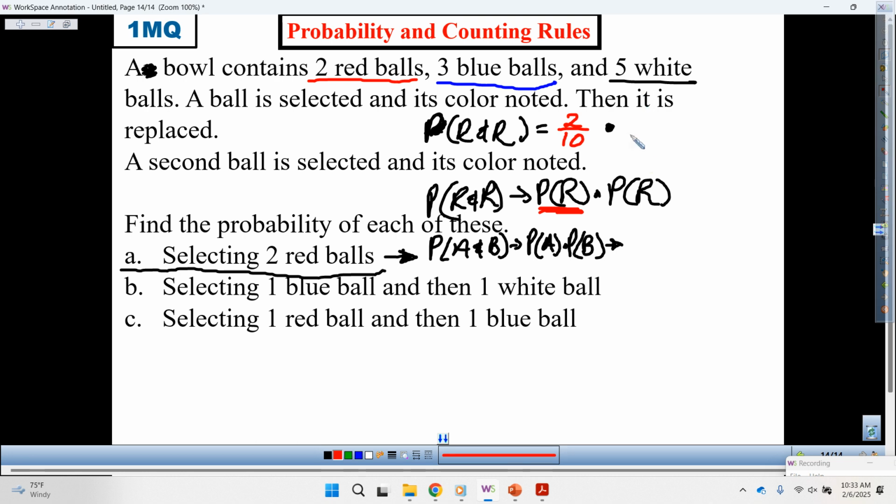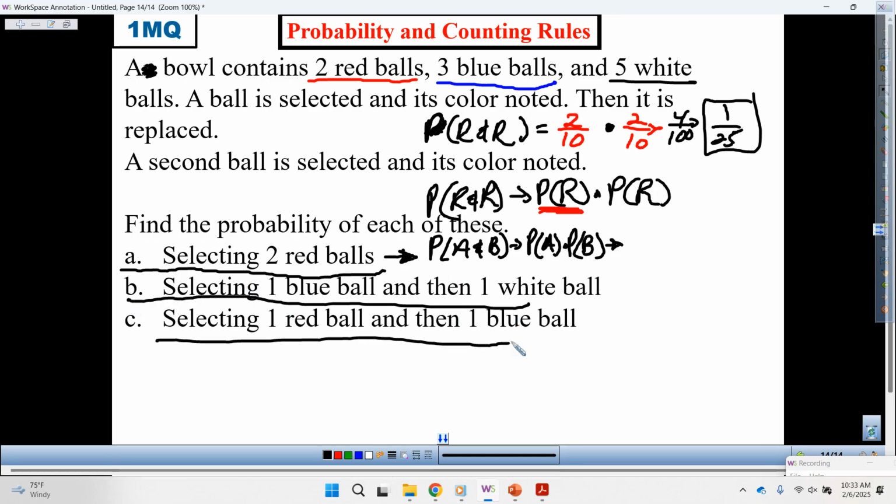How about the second time? Same thing, because it's replaced and put back in. So therefore, the probability of getting a red and then a red is 4 out of 100. And if you simplify that, it's 1 out of 25. All right, from 1 to 5, how comfortable are you with this? All right, so find me B and C. Let's see how you do with that. Go.